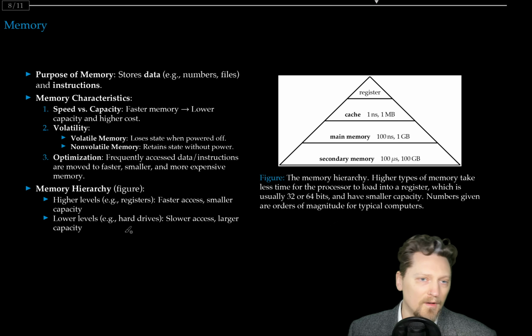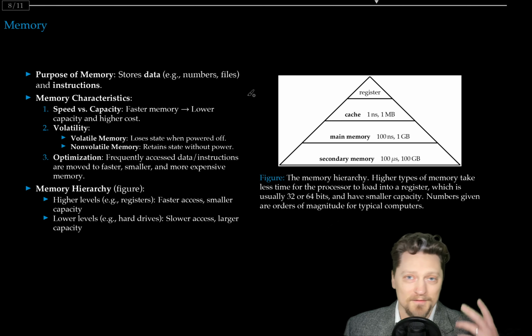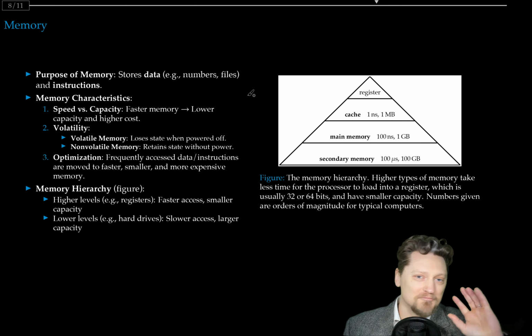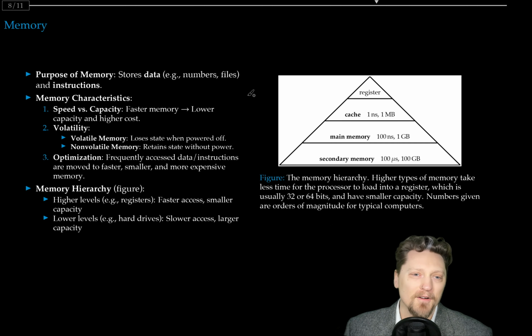Memory. So the purpose of memory is to store data, for example, numbers, files of all types, images, videos, text, etc., and instructions for the processor. Memory characteristics: speed versus capacity. The faster the memory, the lower the capacity and higher the cost is a pretty general rule.